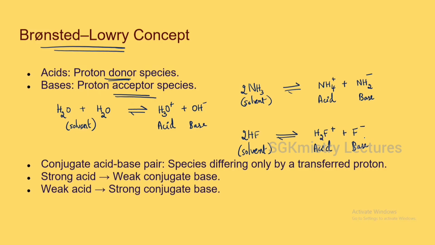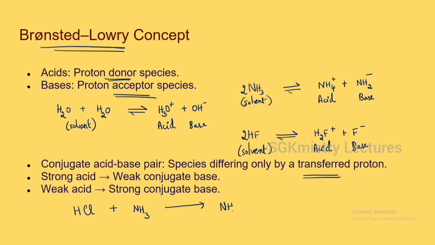Now, when we consider the conjugate acid-base pair, these are the species which differ from each other only in terms of the transferred proton. We already have examples of conjugate acid-base pairs, as we have written the equations. Now suppose I take the example HCl plus NH3. It is very clear that the H plus from HCl is transferred to the NH3.